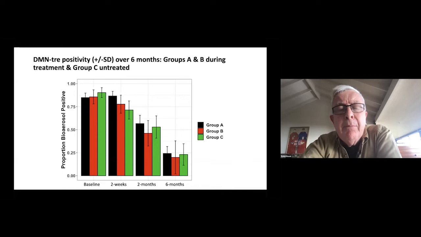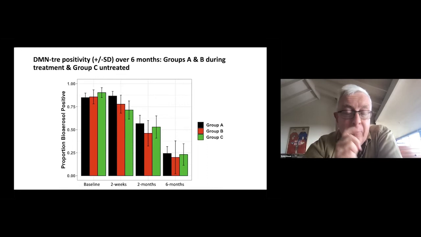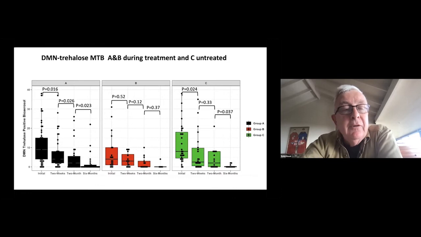And then otherwise, we were very surprised that the proportion of individuals decreases at each visit. And at the six-month visit, still 20% of each of these three groups have organisms. However, very small numbers of organisms. So if you look at the numbers, you can see here the statistical decline in aerosol bacteria during the 6 months. But again, in group C, who are the individuals that were not diagnosed with TB, but were followed for the same period, statistical decrease in numbers of organisms.